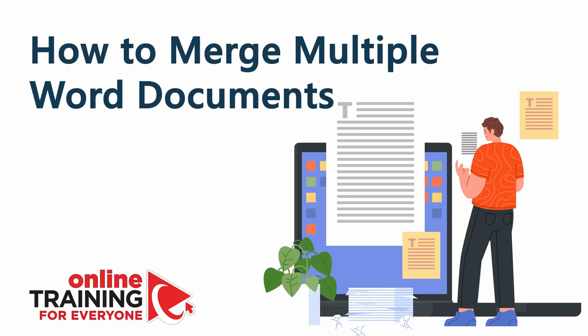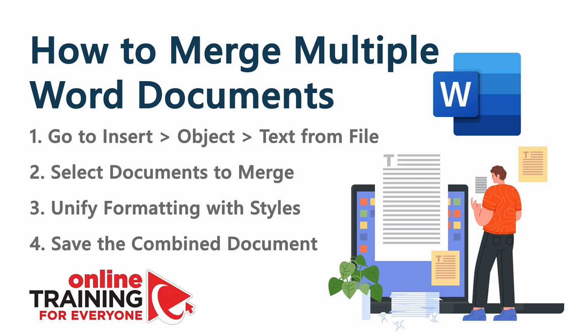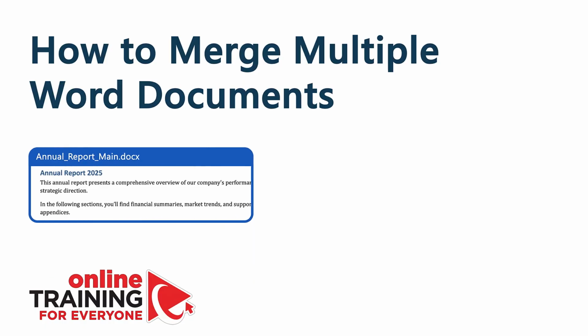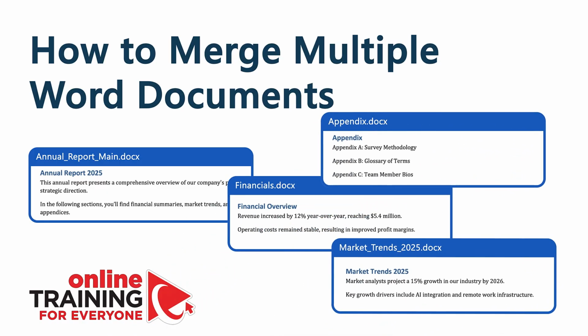Very frequently, you'll find yourself needing to combine multiple Microsoft Word documents into one. Fortunately, Word has built-in tools to help you merge documents efficiently without losing formatting or structure. Let's walk through it. In this example, we have 4 documents. The base document, Annual Report Main Doc.docx, which includes the cover and introduction. And there are 3 files to be merged: Financials.docx, Appendix.docx, and Market Trends 2025.docx.